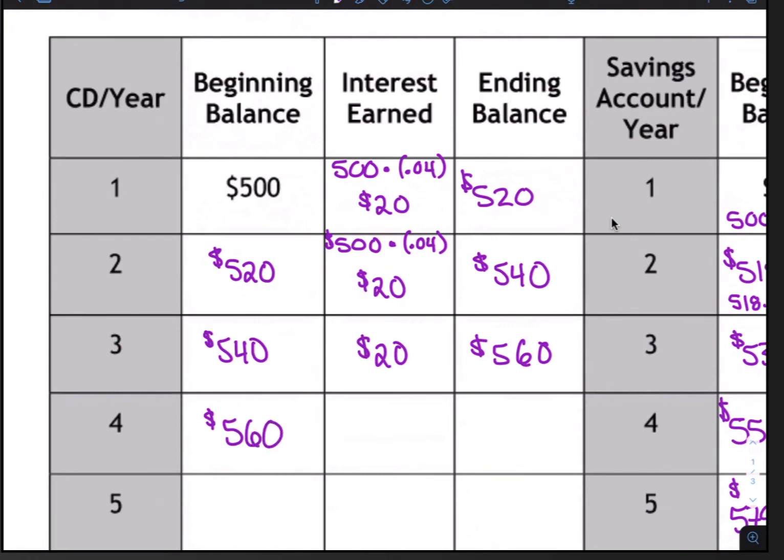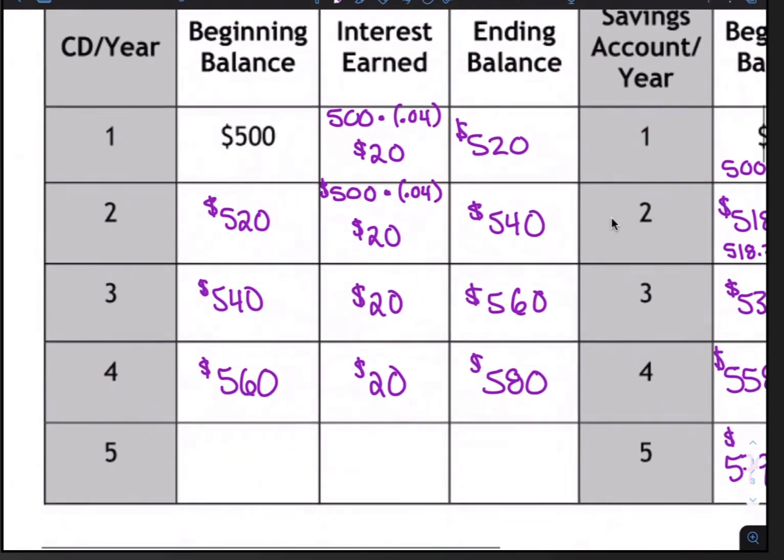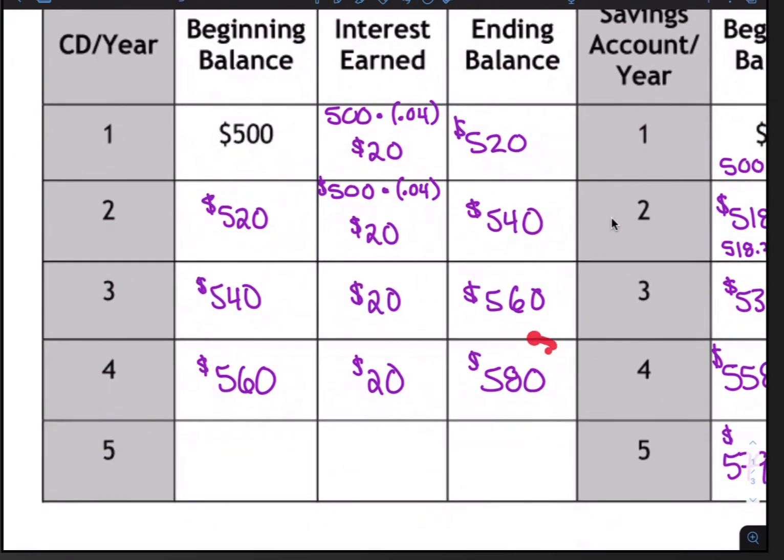So we have 560 as the beginning balance. Interest is exactly the same as it was in the previous years, $20. So that's $20 there. Add 560 plus the 20, and that's $580. $580 is the ending balance of year 4, which also is the beginning balance of year 5.